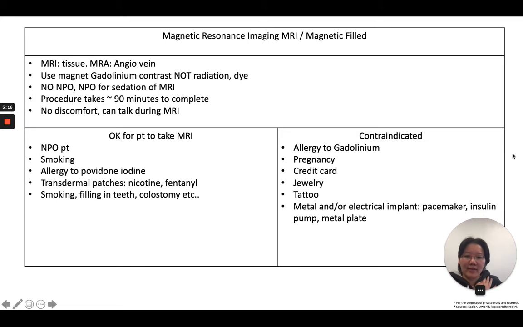Next one is MRI. Iodine and MRI are two quite popular ones. You don't need to be NPO for the MRI, except for sedation. There are conditions in which patients can have an MRI, and conditions in which patients cannot. These are just examples. There are so many conditions contraindicated to MRI, so on your notes or on the NCLEX RN question that you encounter, just write them down here.